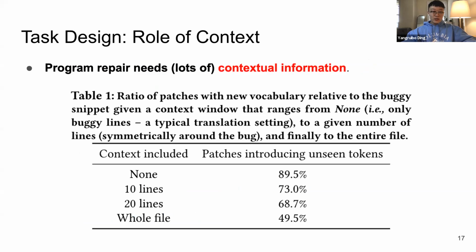We see that nearly 90% of the patches introduce new vocabulary related to their buggy source, if no context is given. As the context grows, the percentage of unseen tokens reduces. However, even if we give the whole file as context, around 50% of tokens are still unseen. The results indicate that to fix the bug, the machine needs lots of contextual information, not only near the buggy location, but maybe across the project or even the project history.